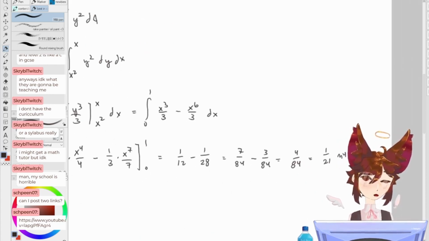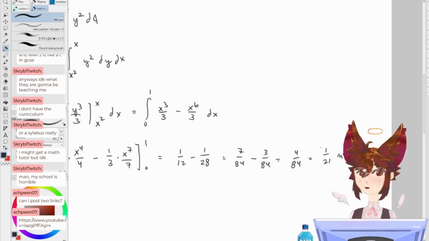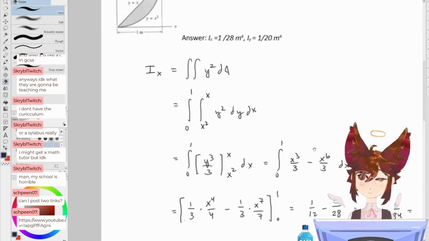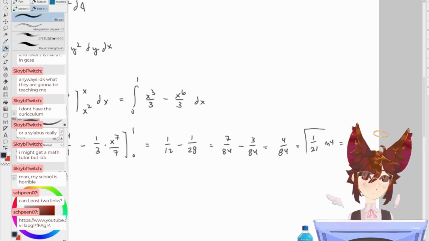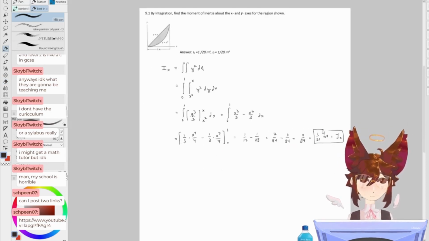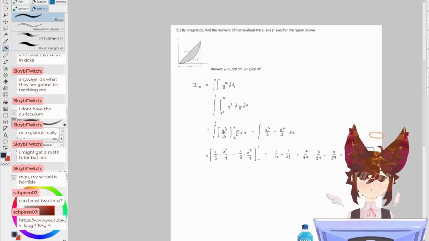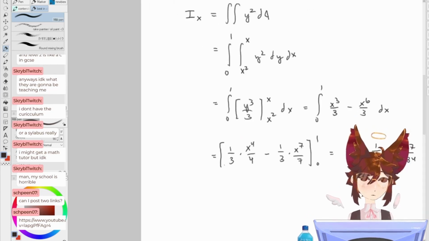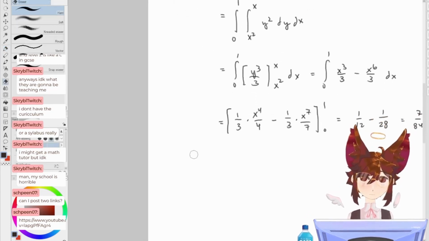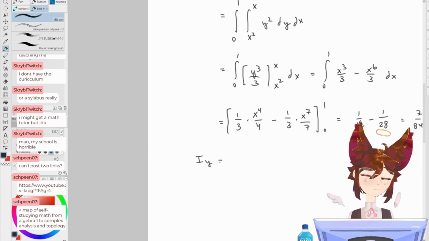Equals Ix bar. Not bar. I don't know why I wrote bar. We're not doing centroidal. We'll do Iy real quick. Man, double integrals with this makes it so much easier.